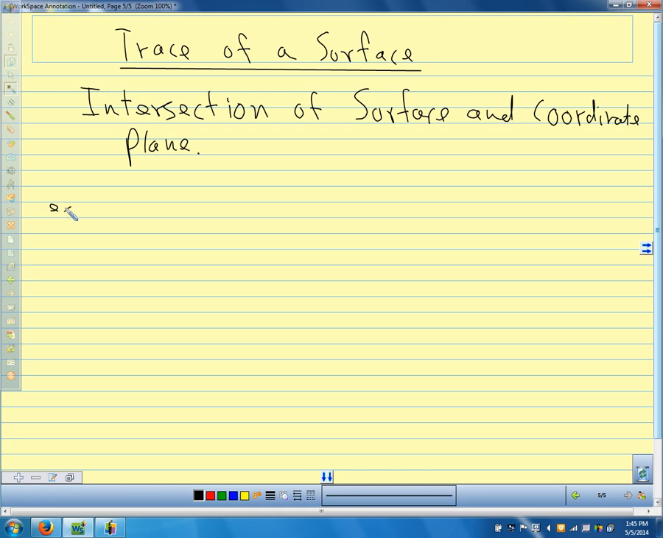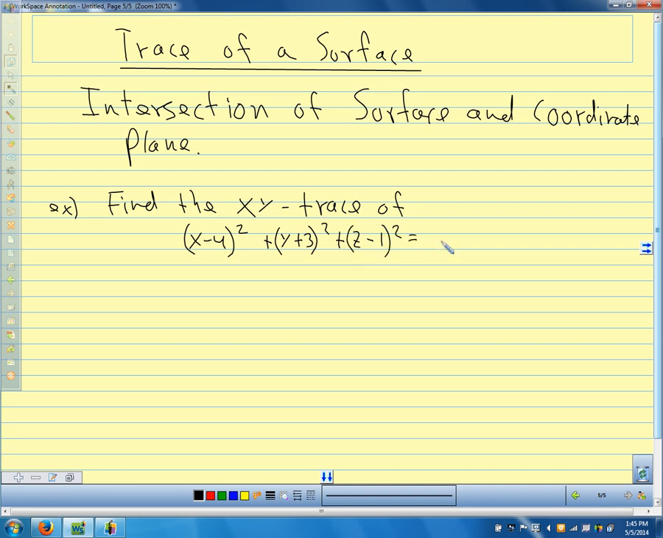So what if we wanted the xy trace of (x minus 4) squared plus (y plus 3) squared plus (z minus 1) squared equals 25? So we want the trace in the xy plane. Now let's make it more interesting. Let's do the xz plane.